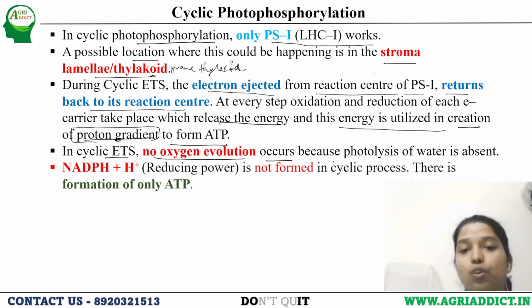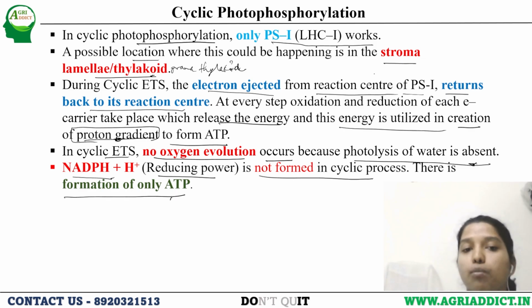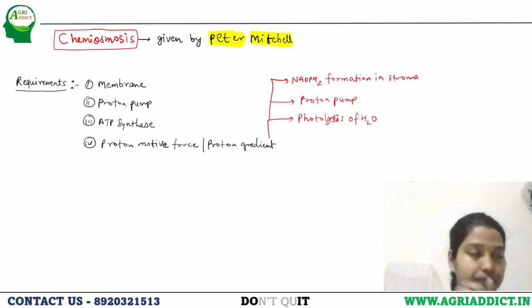In cyclic ETS, no oxygen evolution occurs. In the previous slide, I told you, because photolysis of water is absent. There is no photolysis. Okay. NADPH plus H plus, this reducing power, is not formed in the cyclic process. So there is only the formation of ATP. I hope you have understood till now. So let's move to the next.